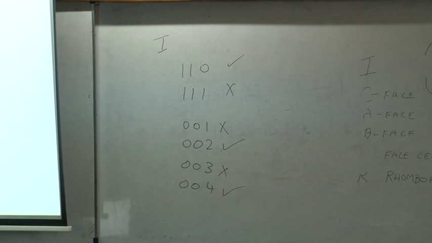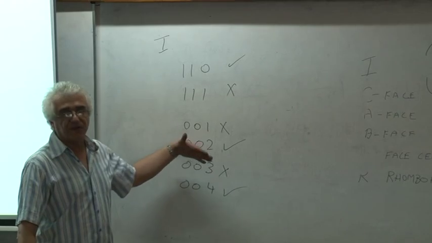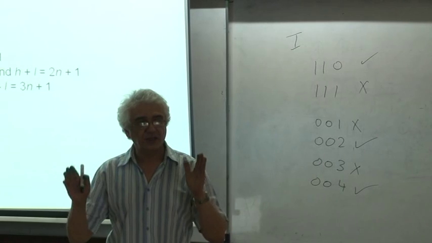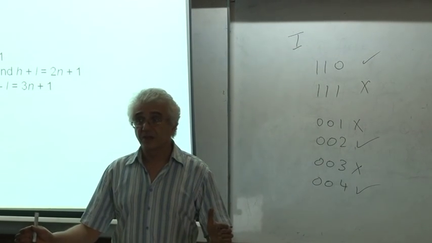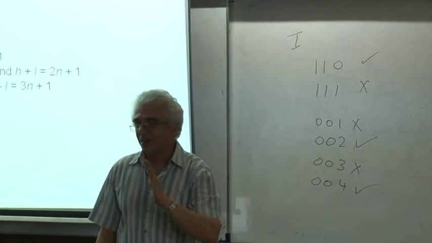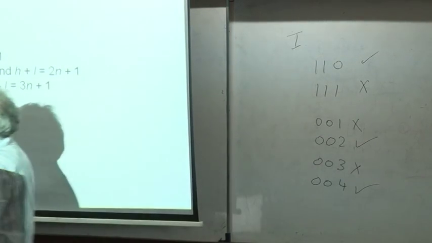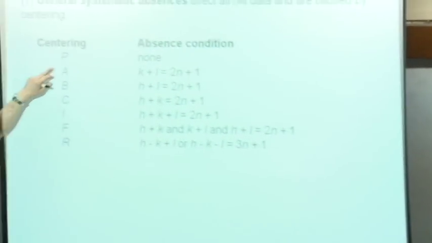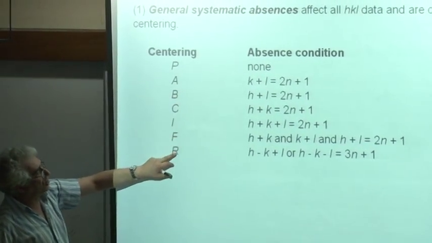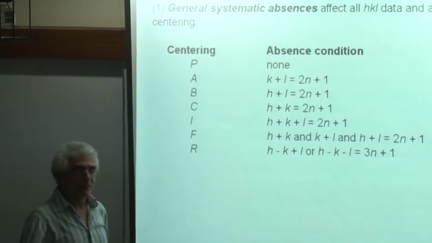Now, what does that mean for us? If I see this type of systematic absence in the reflection data, I know that the structure is body-centered. So that tells me the first letter of the space group, which in this case is going to be I. If I don't see anything, then it's P for primitive. And if I see these other conditions, then I know I have one of the other types of space group.